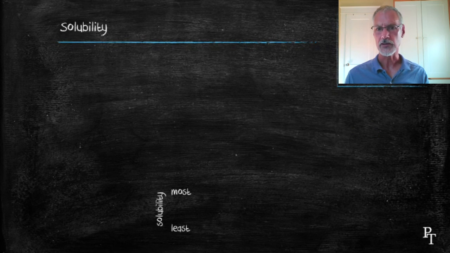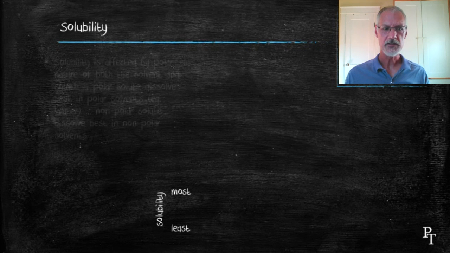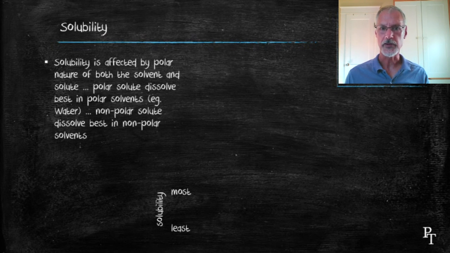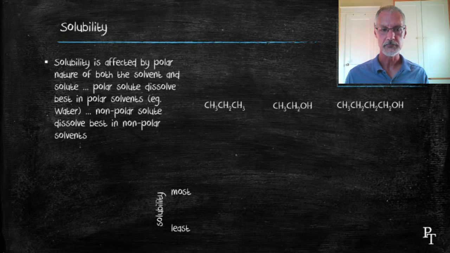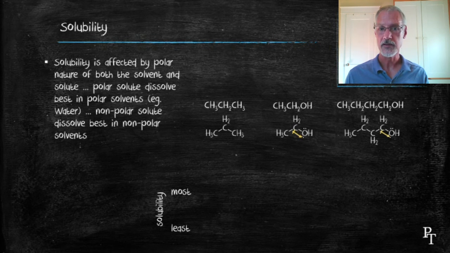Let's look now at solubility. Solubility is affected by the polar nature of the solvent and the solute. If both of them are polar, they can be attracted to each other. If both of them are nonpolar, then only the London dispersion force can attract them to each other. The rule we often say is like dissolves like. Polar will dissolve in polar, and nonpolar will dissolve in nonpolar. Again, let's look at 3 different molecules here. And again, I've provided their structures, as well as indicated which ones have dipoles.